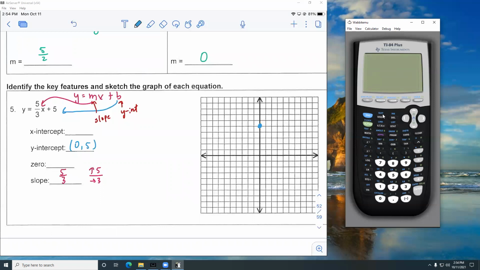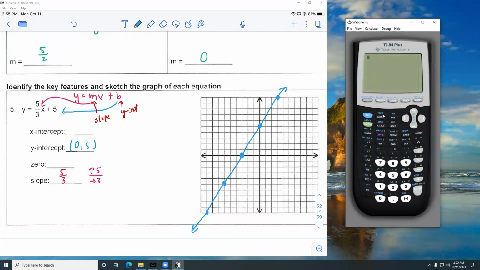Using my slope, I'm going to go up 5, right 3 every time. Up 1, 2, 3, 4, 5, right 1, 2, 3. Now I can't go any more in that direction, so I'm going to start back at my y-intercept and go down 5, left 3. I keep doing that, down 5, left 3, down 5, left 3. Then draw your line through those points. All right, and so there's my line.